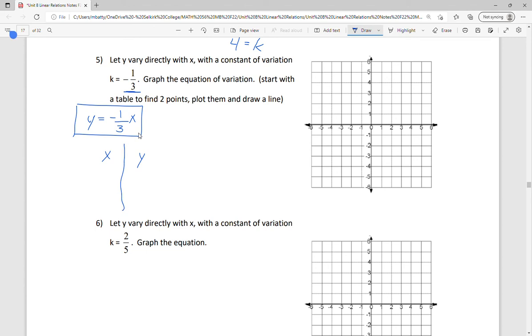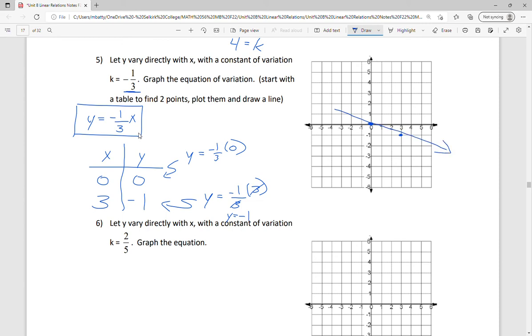Now you could do 3. I'm being a little bit lazy. Subbing in a 0 gives me a 0, and you can show your work on that. I love subbing in zeros, and I'm going to pick a 3 because I've got that fraction. I don't want to have to graph fractions, so y equaling a negative 1/3 times 3. Watch your signs, watch your fraction math. I get a negative 1 for what that's worth, right? So these give me 2 points that I can graph. I'd have a 3 and a negative 1. I can draw the equation of my line.